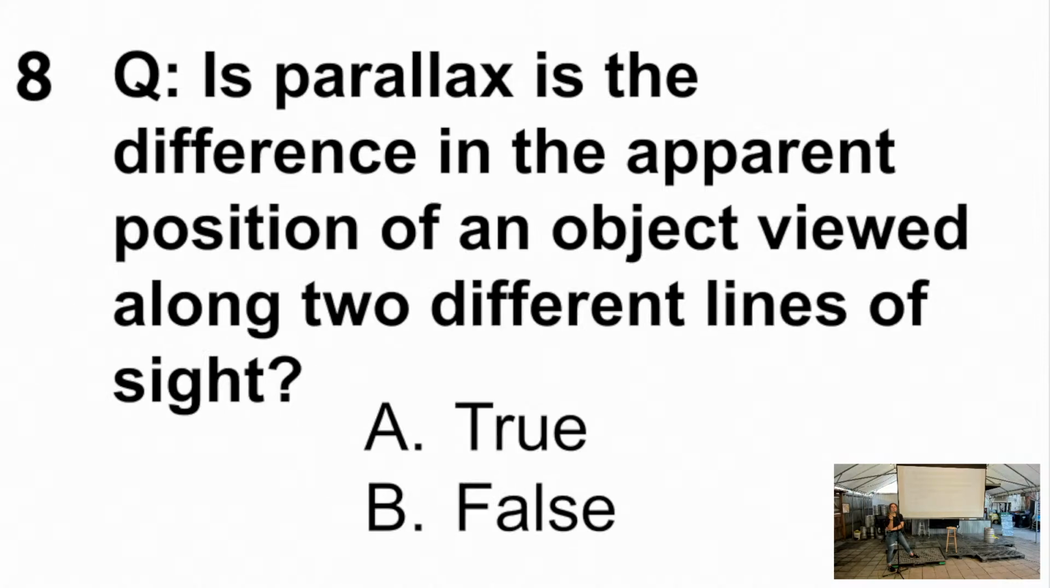Question 8, is it true or false? Parallax is the difference in the apparent position of an object viewed along two different lines of sight. A, true, B, false.